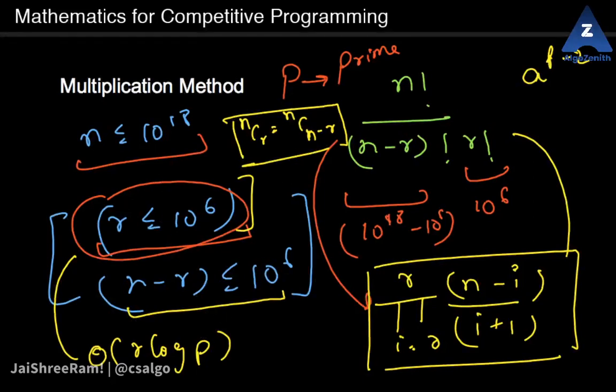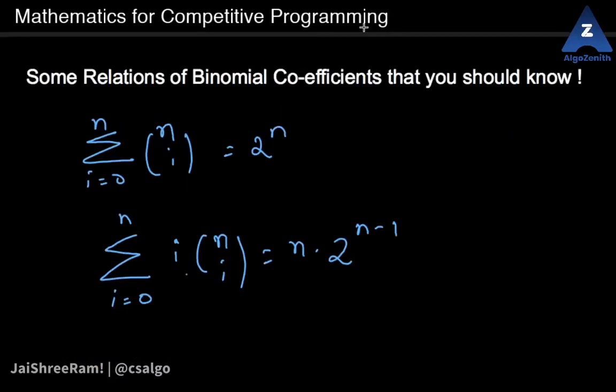Okay. So this is the multiplication method, which is helpful in case one of the terms is small, like either r is small or n minus r is small, right? So each of the methods has its own benefit, and this allows you to calculate even n choose r for some special cases of n being pretty large. Okay. Now let's talk about some relations that are frequently used in competitive programming using binomial coefficients.